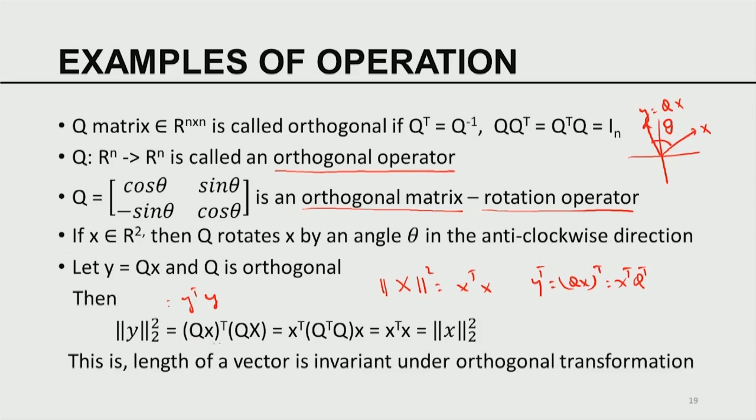Therefore, if I take the square of the norm of the vector y, which is (Qx) transpose times Qx, this is x transpose Q transpose Q x. But by the property of the orthogonal matrix, Q Q transpose is Q transpose Q is I, therefore this is x transpose x, that is the norm of x itself. So if y is equal to Qx and Q is orthogonal, even though y is different from x, they share the same length. So an orthogonal transformation preserves the length of the vector x. The length of the vector x is invariant under the orthogonal transformation.